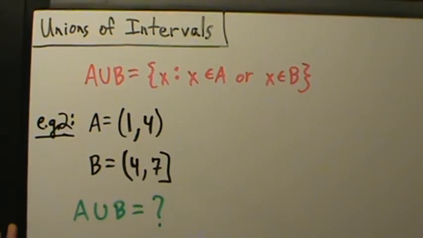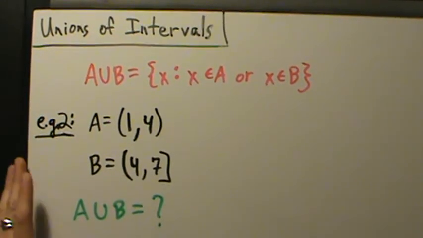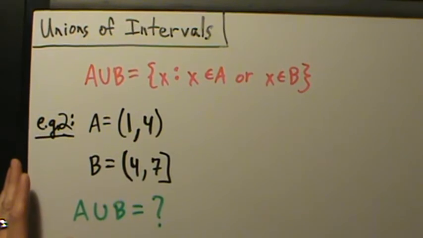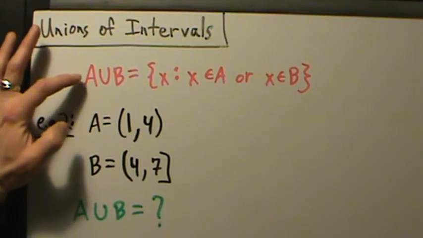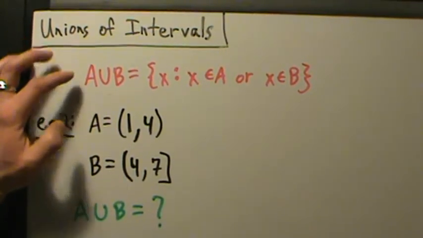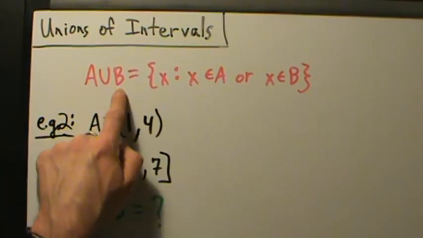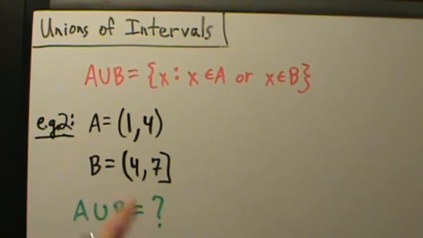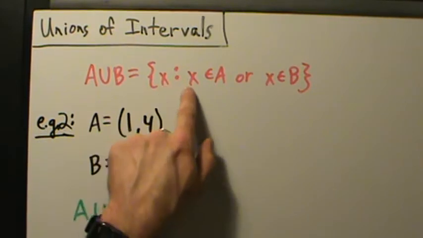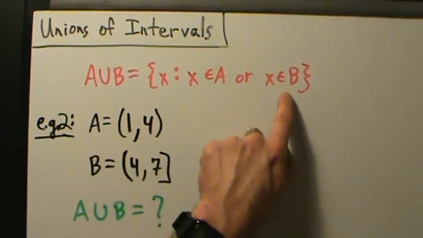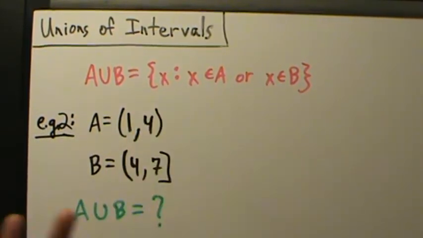Okay, here's example 2 with unions of intervals. So we did example 1 in the previous video, and we talked a little bit again about this notation here with the union. Remember, a union of two sets is just everything in the first set or the second set or both. So A union B is all x such that x is an element of A or x is an element of B or both. The both is implied.